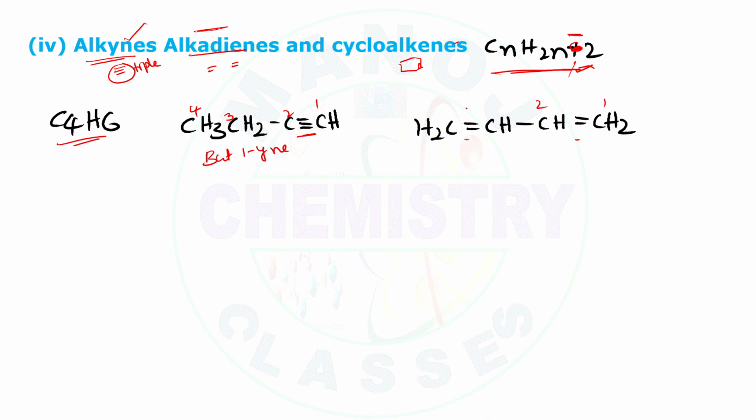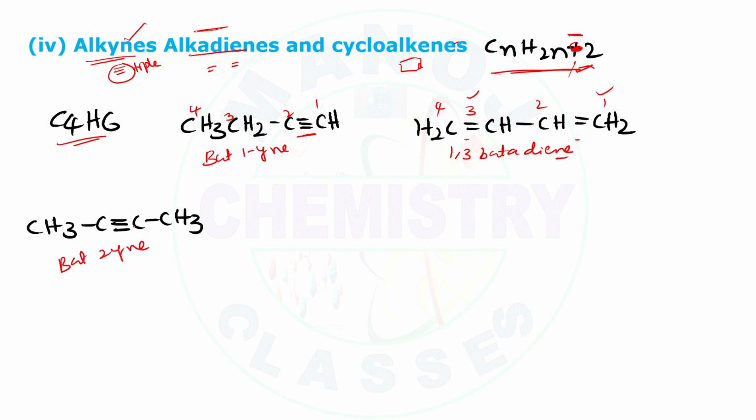This can be named as 1,3-butadiene, as it contains two double bonds, in the first position and third position. Hence it is 1,3-butadiene. We can write one more example as but-2-yne. So here this is also an alkyne, but the position of the triple bond was changed.